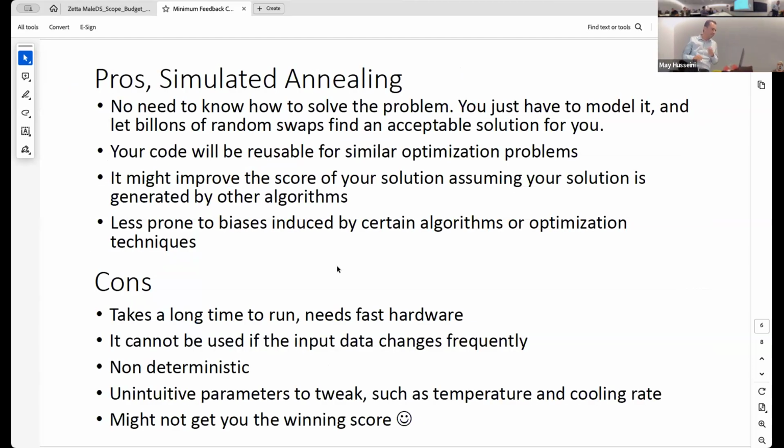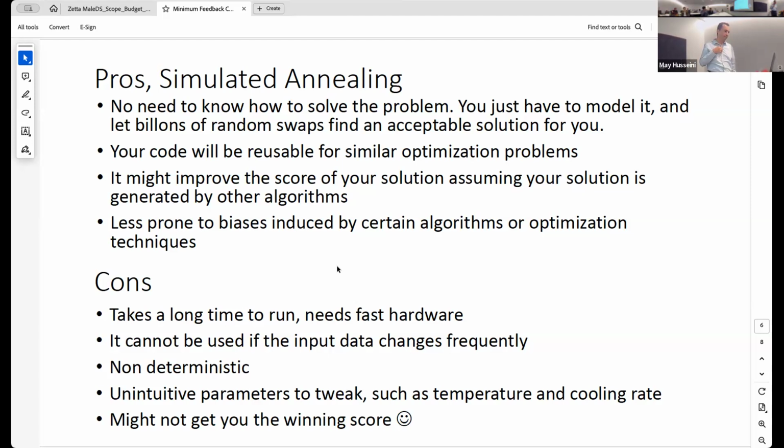Now, quickly, some pros and cons. This is just my opinion in general, but in this particular case, you don't need to know how to solve the problem, you just have to model it. So you have to be good at modeling the problem and let time and the CPU find a solution for you. It's reusable code. It can be used in many of these NP-hard problems. It might improve the solution, especially if your solution is generated by other algorithms, so it can be used as a post-processing step.